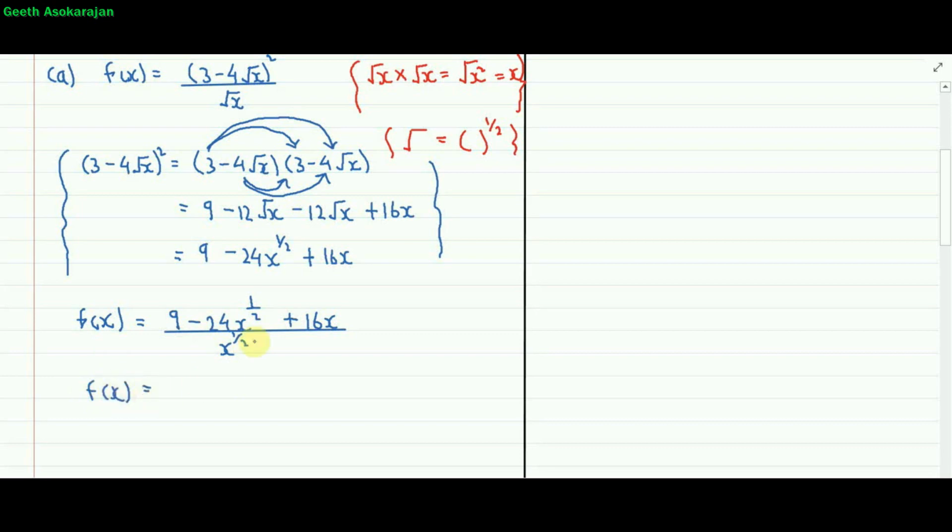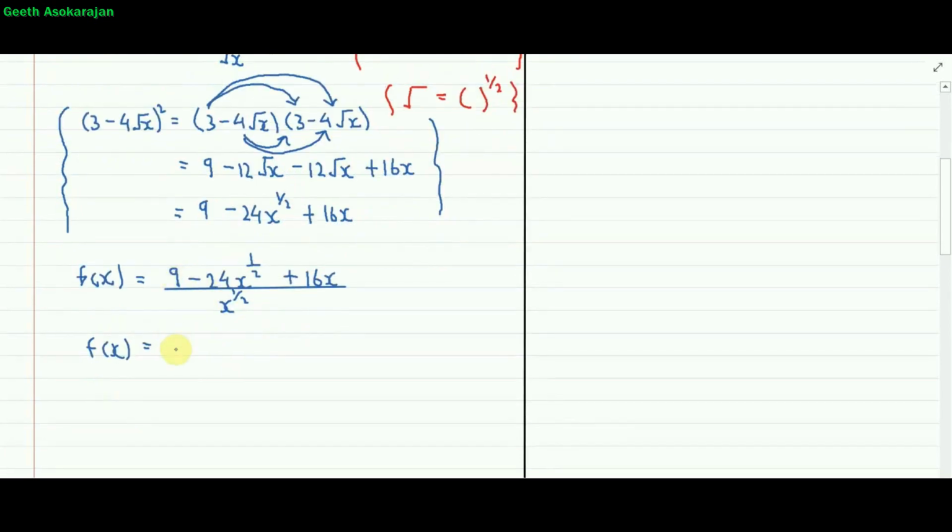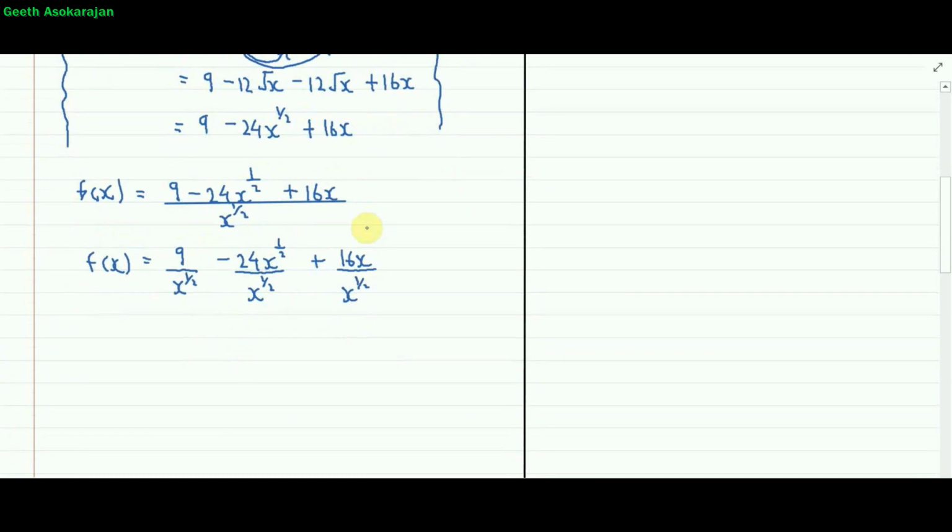Now from this point forward, I'm going to divide each term in the numerator by the term in the denominator. So let's do that. So let me divide the 9 by x to the half, minus the 24 x to the power of half divided by the denominator term x to the half, plus the 16x divided by x to the half as well. So I've divided each term in the numerator by the term in the denominator, which is x to the half.